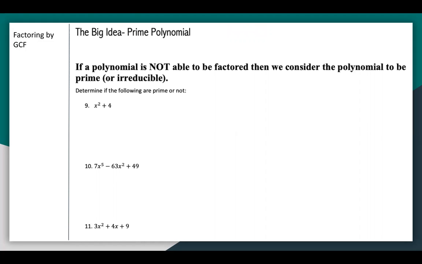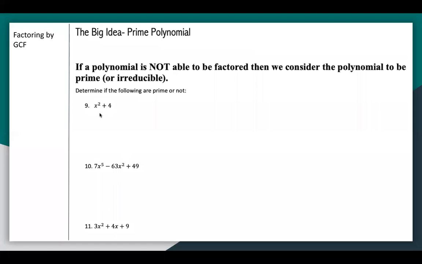So let's look at 9 through 11. Determine if the following are prime or not. So I'm going to do number 9, and then I want you to do 10 and 11 by yourself.